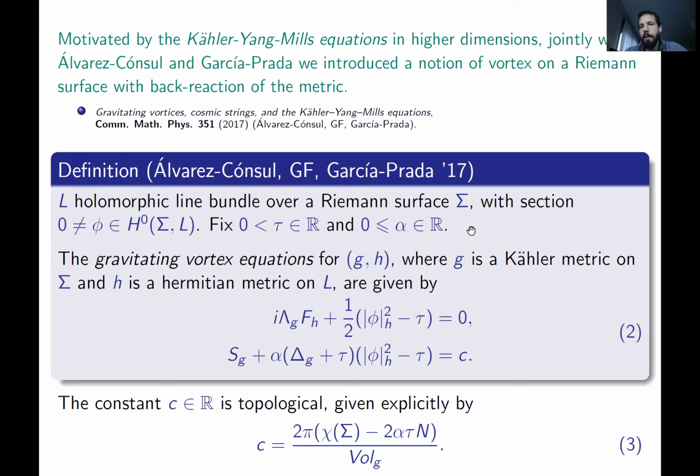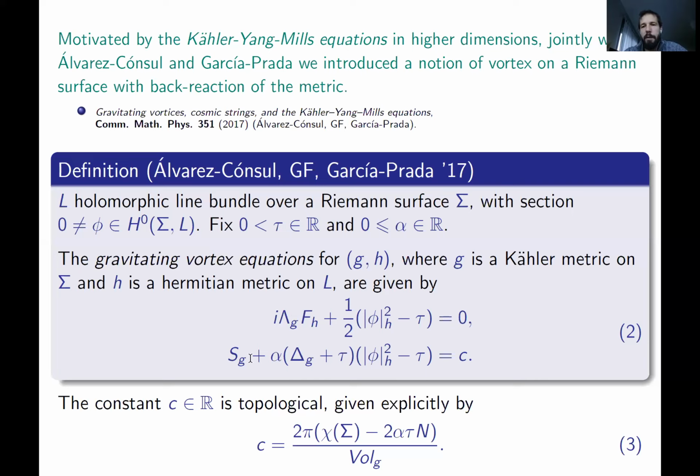It's going to measure the gravitational interaction. Then the gravitating vortex equations for a pair G and H, where G is a Kähler metric on the Riemann surface, and H is a Hermitian metric on L, are given by the following two equations. It's a coupled system of equations. The first equation, which we are now familiar with, is just the abelian vortex equation that I introduced before.